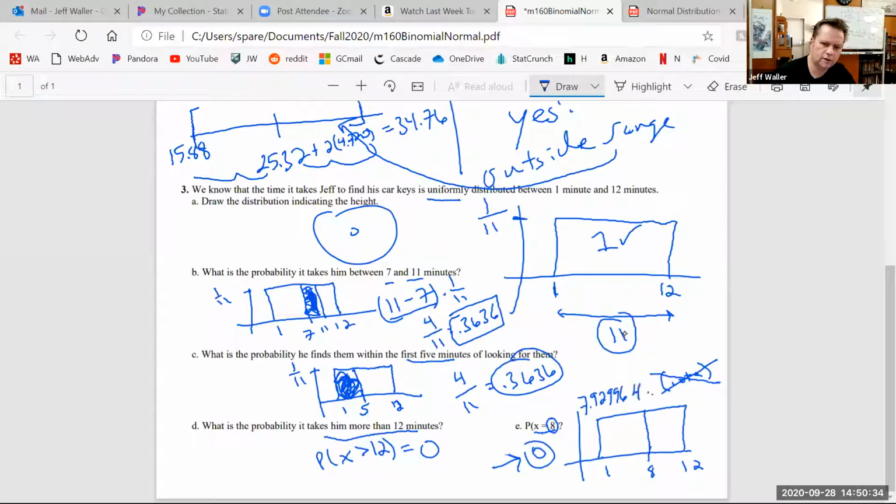Could 7.929964 happen? Yes, it's in here, isn't it? Could 1.0000004 happen? Yeah, it's in here, right? So how many things are in here? How many possibilities? There's an infinite number. So therefore, the probability of any one thing out of an infinite number is basically 0. There's 0 chance.